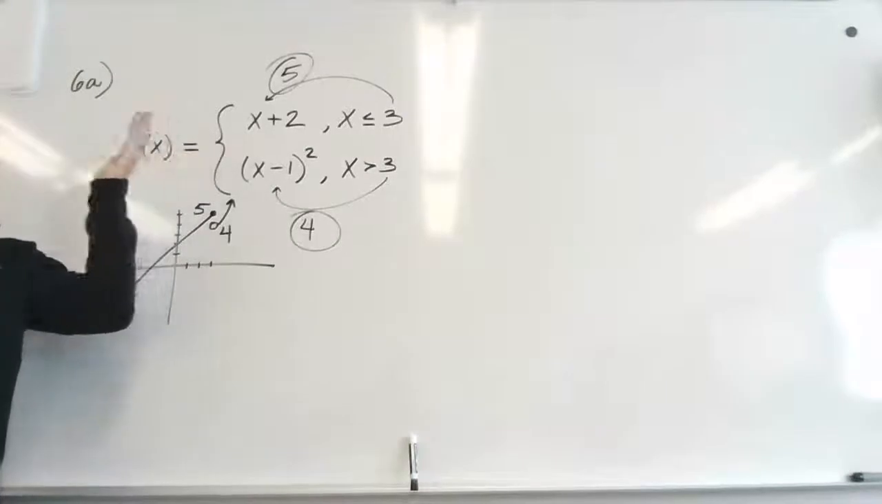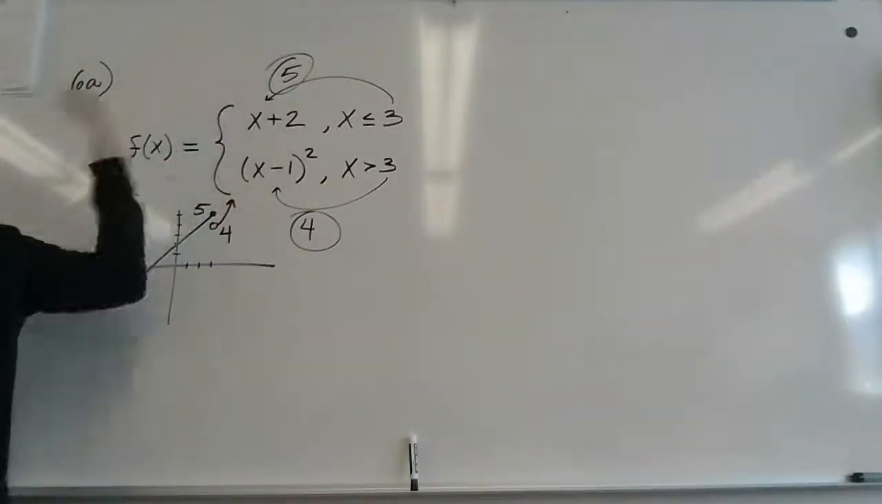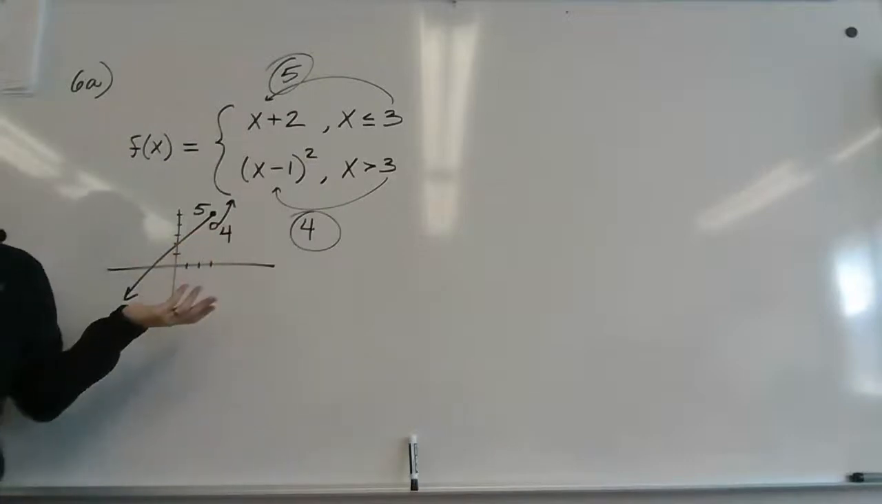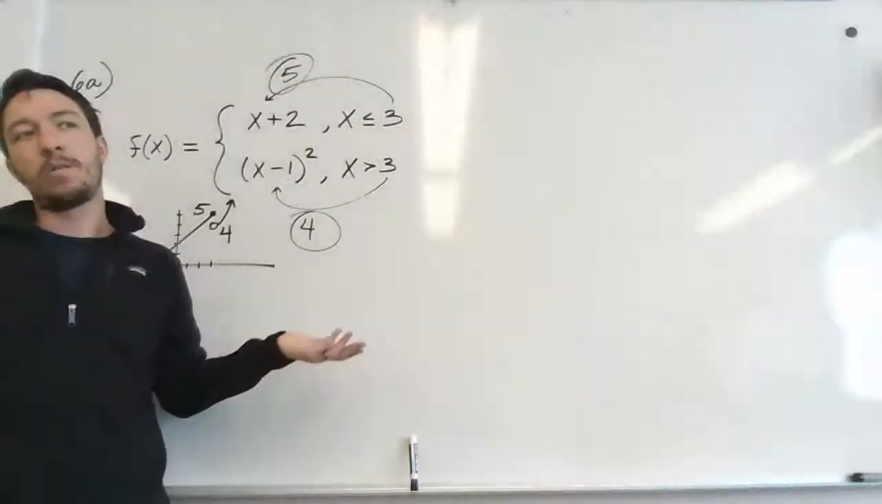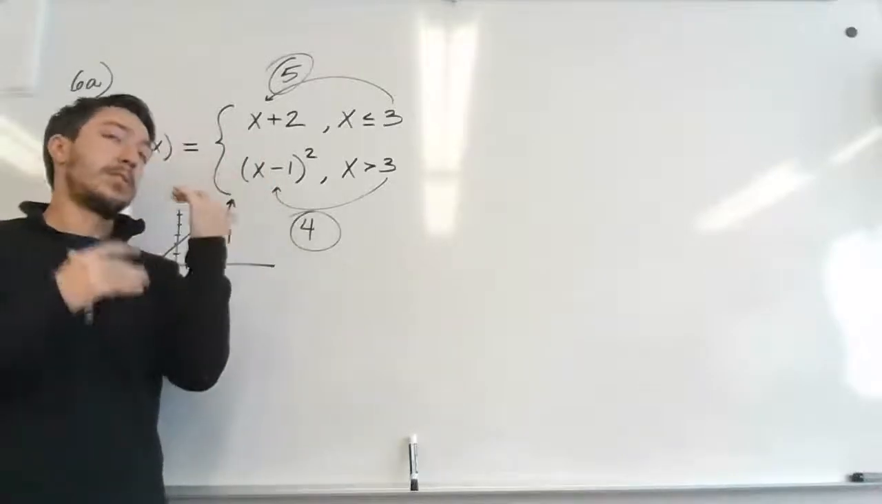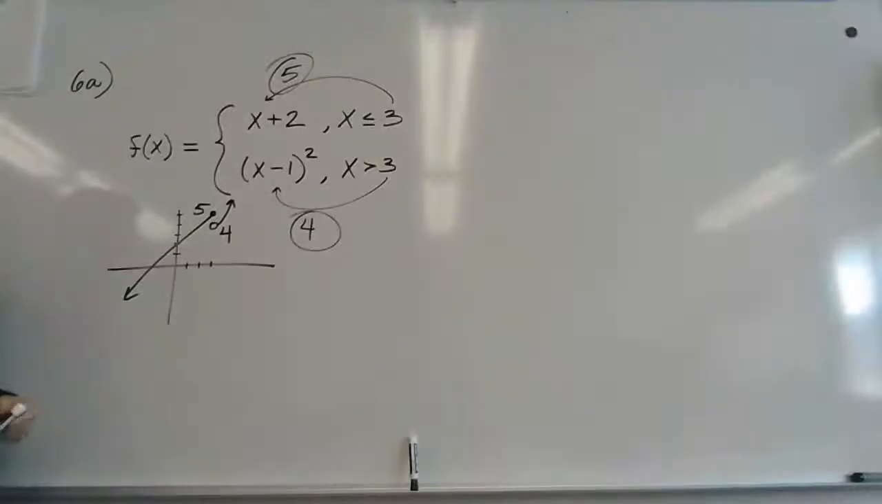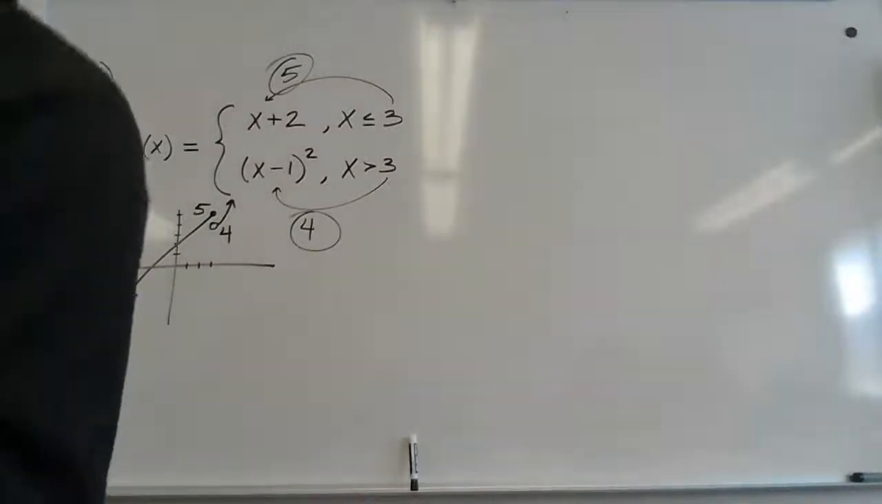Put yourself in a limit mindset, right? What's the left limit of this function as x approaches 3? 5. What's the right limit? 4. That's a jump. Does the limit exist? No. But what we can say is that since the right limit and the left limit both exist and don't equal each other, then there's a jump. Okay? Let's compare that to B.